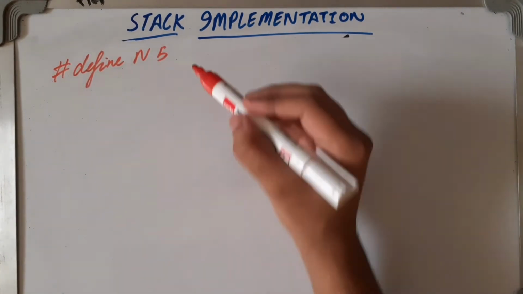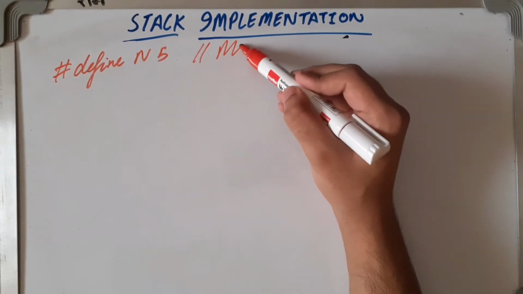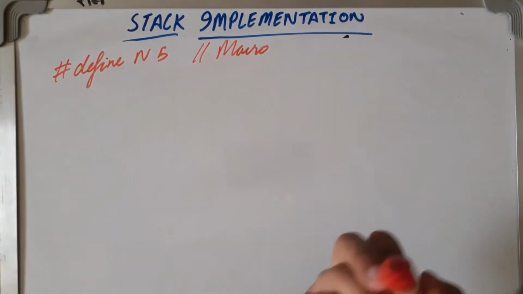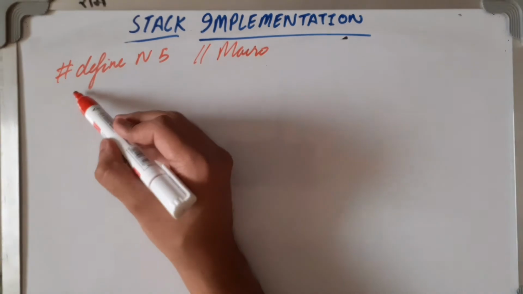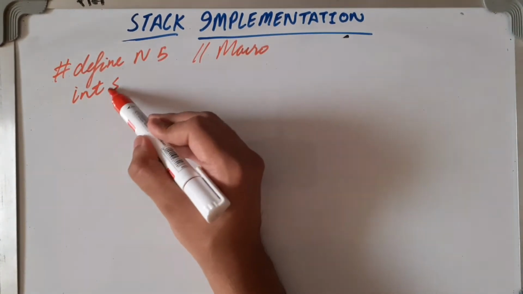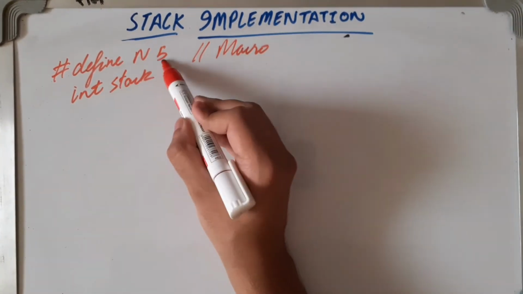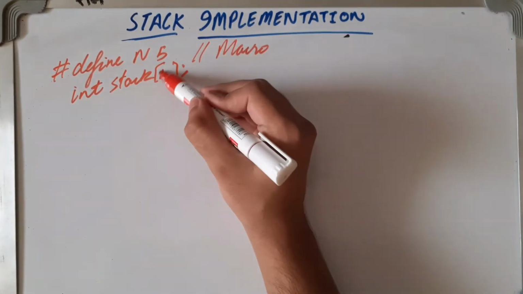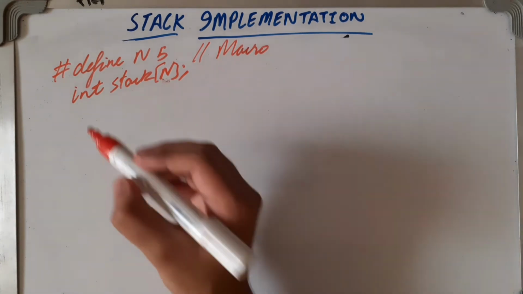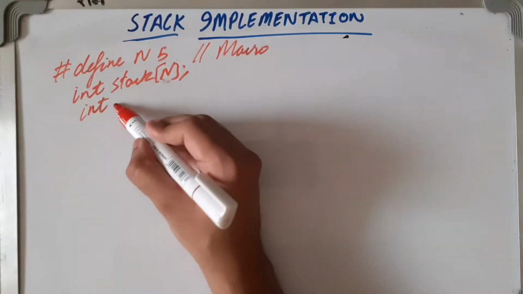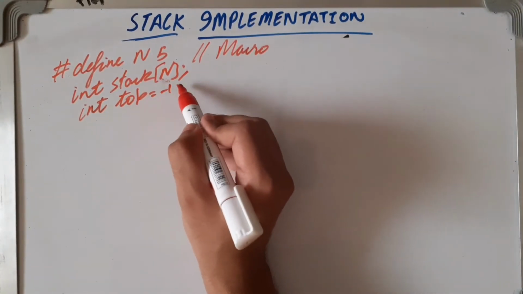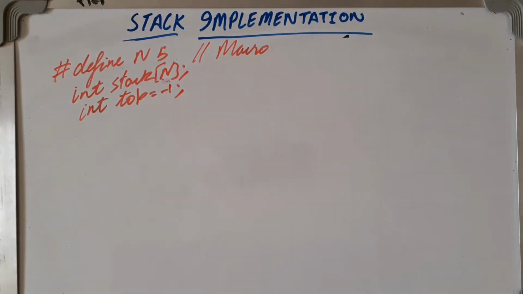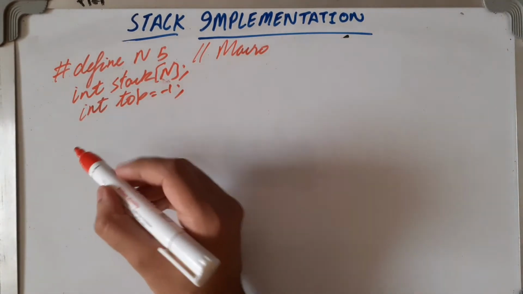Okay guys, you can define the stack size by your own also. There is no need to use a macro, you can define it by your own. Like I'm defining here int stack of 5 elements, or you can say N. And I'm writing int top equals to -1.